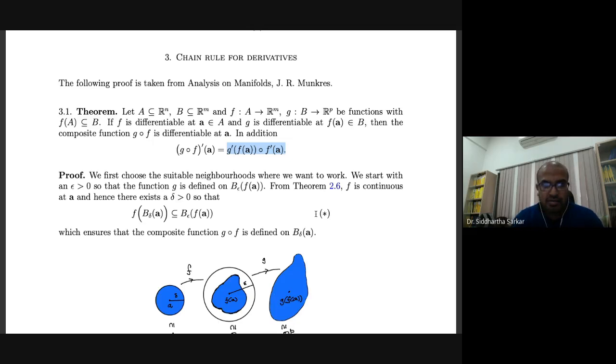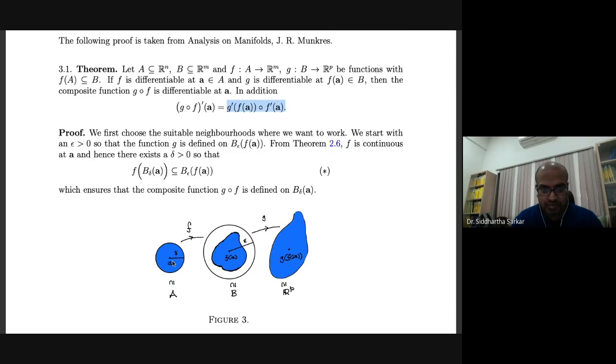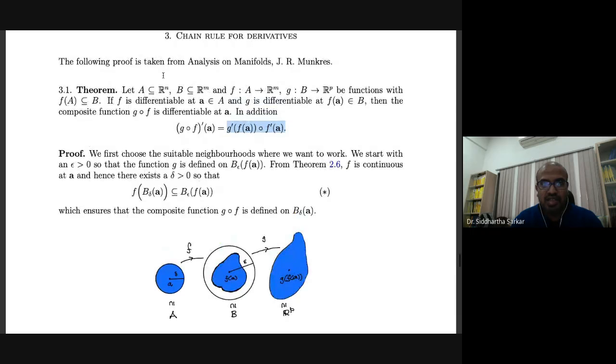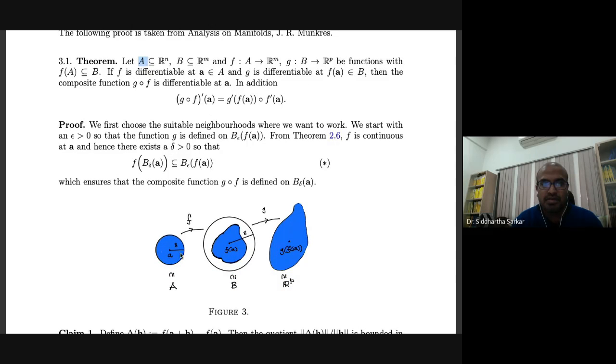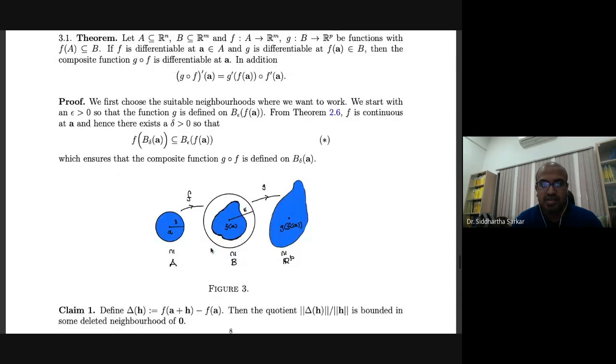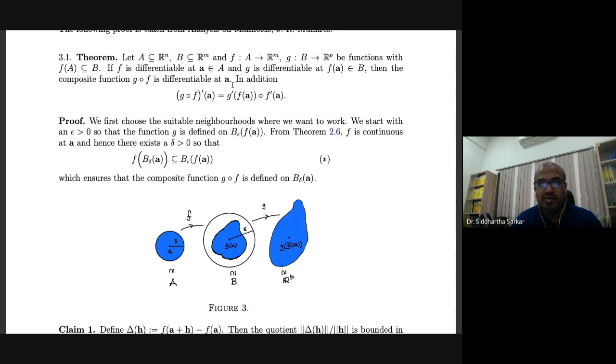Towards that, because I am taking general sets A and B, not the entire R^n or R^m, you should try to fix a certain neighborhood where you want to work. So this is done in this particular picture. I need a to be an interior point of A because my limit should exist, and f is continuous at the point a. I need the function value f(a) to exist and the limit of f(x) as x approaches a to exist. Therefore I need a to be an interior point.